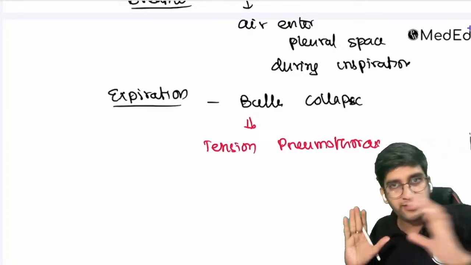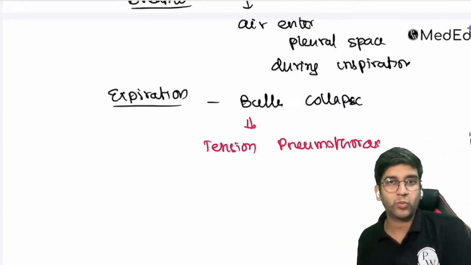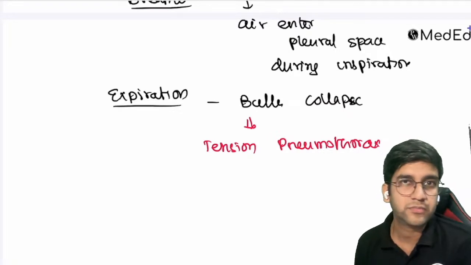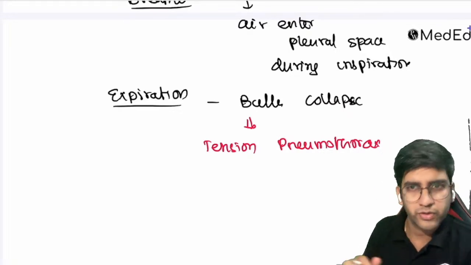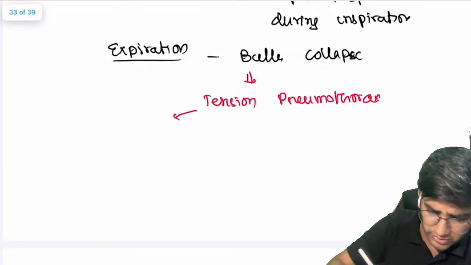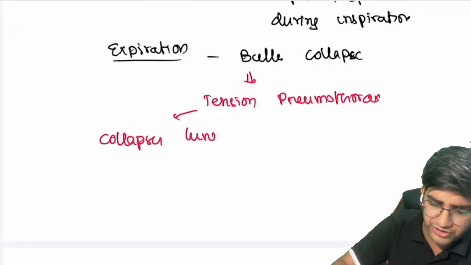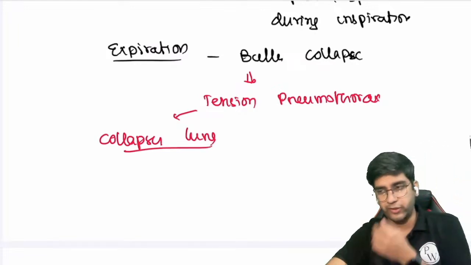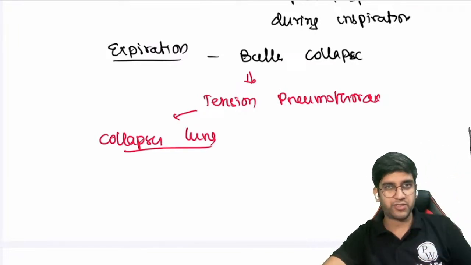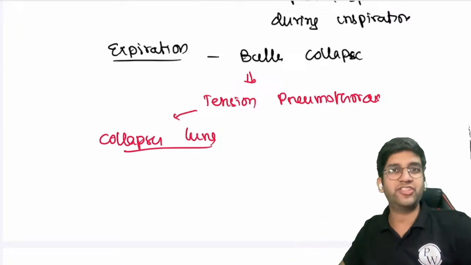If air in the pleural space keeps on expanding, what will happen to the lung? Will the lung collapse? Right? This will result in collapse of the lung. There's lots and lots of pressure in the pleural space. It will obviously result in the collapse of the lung, right? If the lung collapses, it's a very emergency situation.